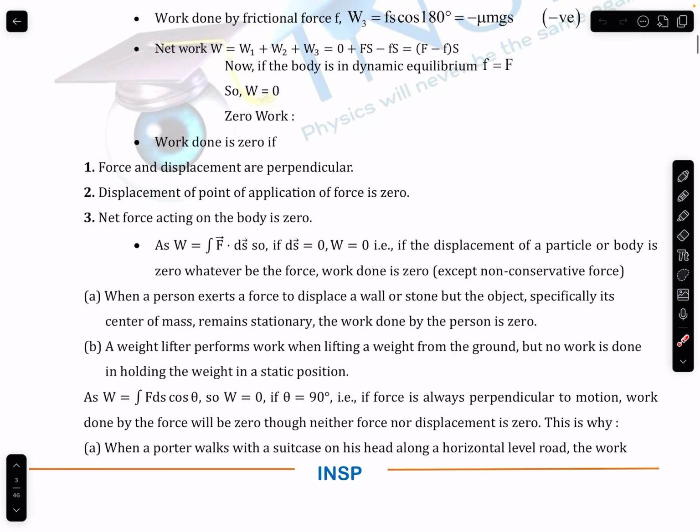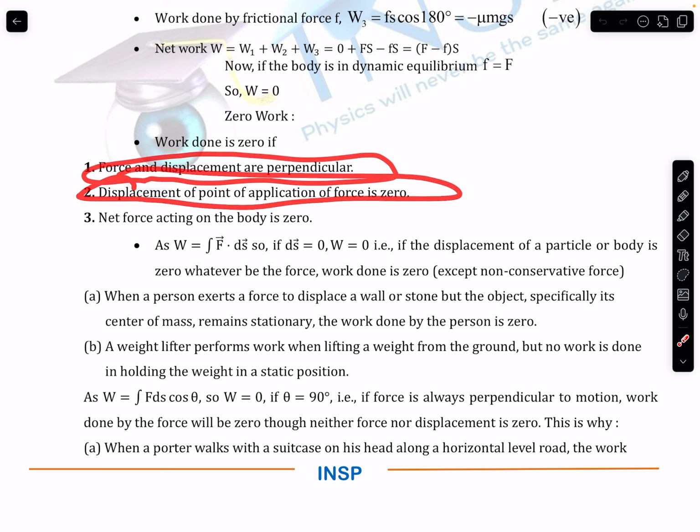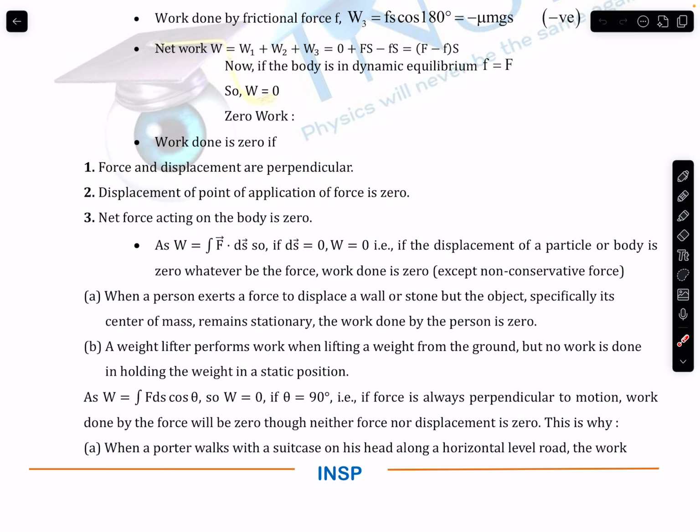Then there are some important conceptual points here. Work done is 0 if force and displacement are perpendicular, if the displacement of the point of application of force is 0, or if the net work done on the body is 0. It may be possible that if the net force is 0, individual forces may do work, but the overall net work done will always be 0. That is the extension of the work-energy theorem, by the way.